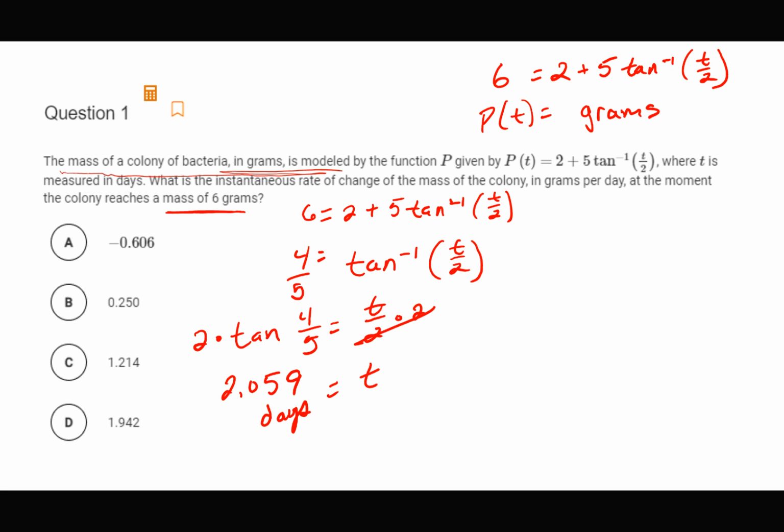Again, that's not the final answer. They're saying, what is the instantaneous rate of change of the mass at the moment that it reaches a mass of 6 grams? So now we do want to find P prime of 2.059. And this one's kind of messy because we have inverse tangent. We know we have to take the derivative of that function, but this is a with calculator problem. So let's let the calculator do the heavy lifting on this one.